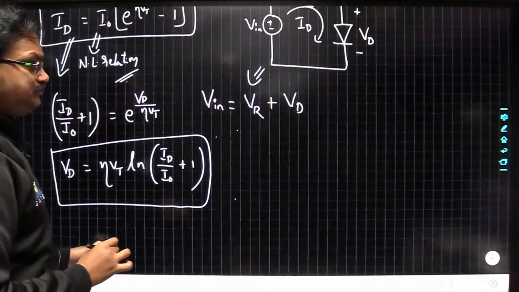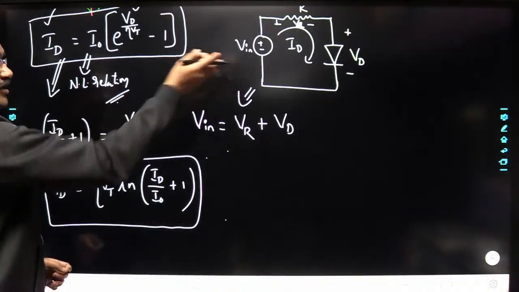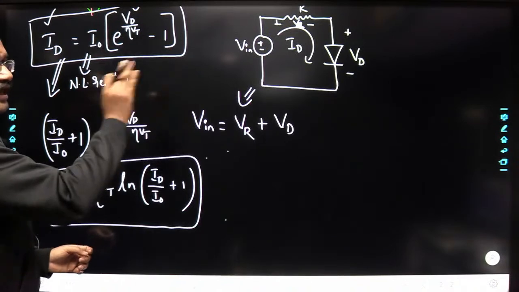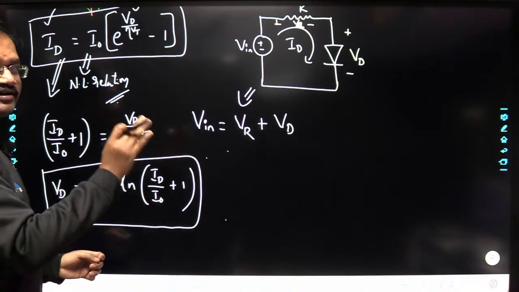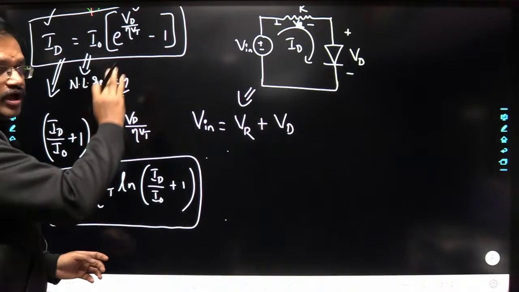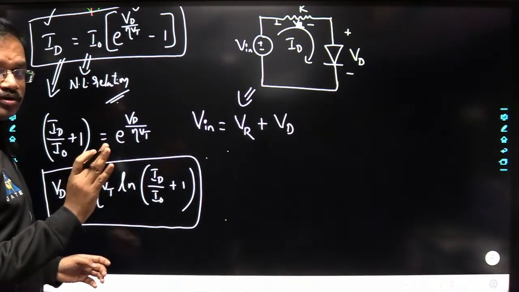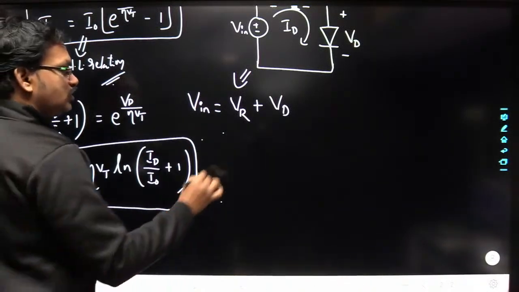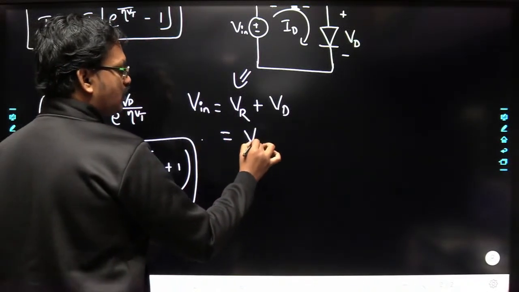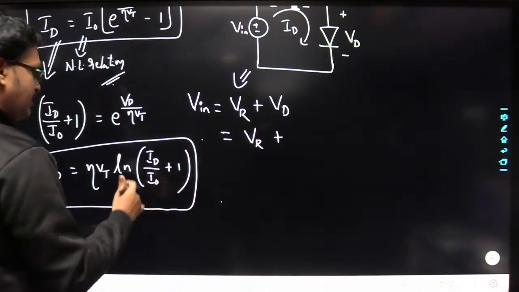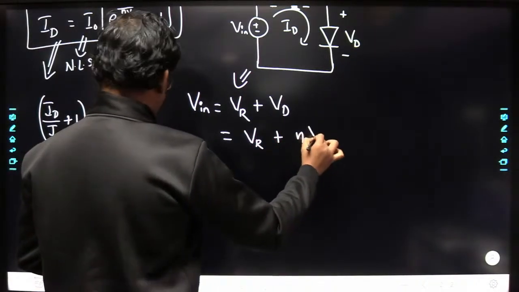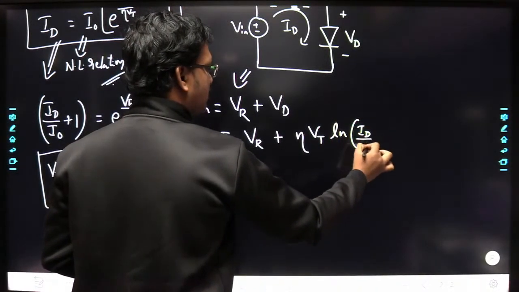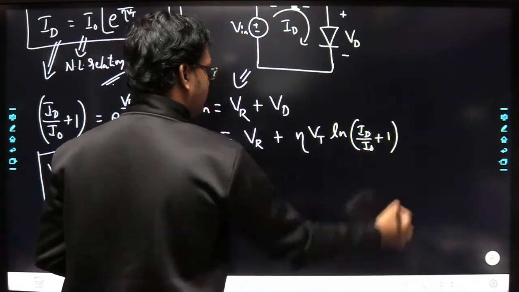Now I am trying to analyze this circuit by using exact analysis of the diode, that means the exact relation between ID and VD. That's what I am using here to analyze the circuit. So V in is equal to VR plus VD. VD is nothing but eta VT into ln of ID by I naught plus 1.